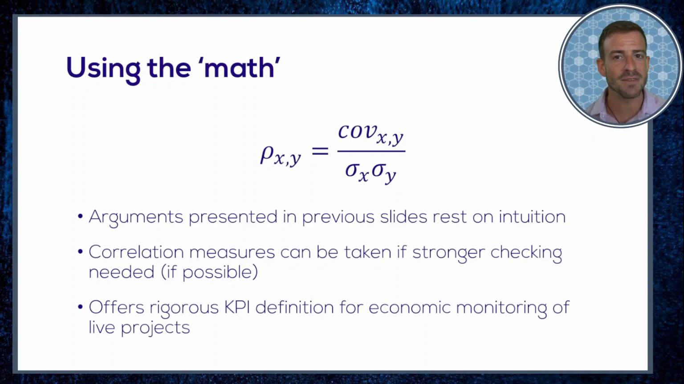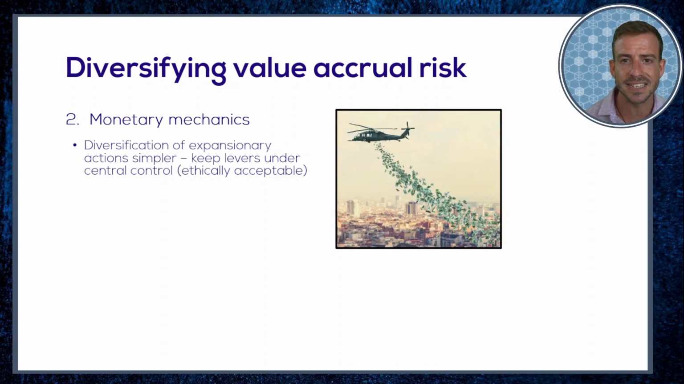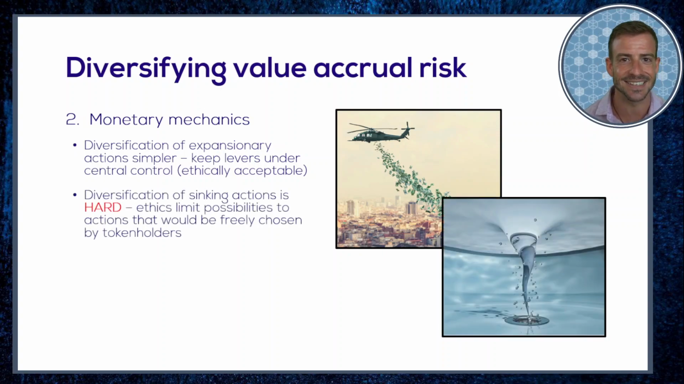Now, how would diversification aims shape the design of our monetary mechanics? When it comes to the mechanics that expand supply, generally speaking, it's going to be less challenging to design them in ways which are responsive and resilient to different conditions, since on the whole, they sit in centralized control, and these arrangements are seen as ethically acceptable by project economic communities. It's the sink design that poses the greatest challenge since, generally speaking, the only ethically acceptable sinking actions are those that are taken freely by the token holders themselves. Anything else would feel like theft or destruction of property from the token holder's perspective.